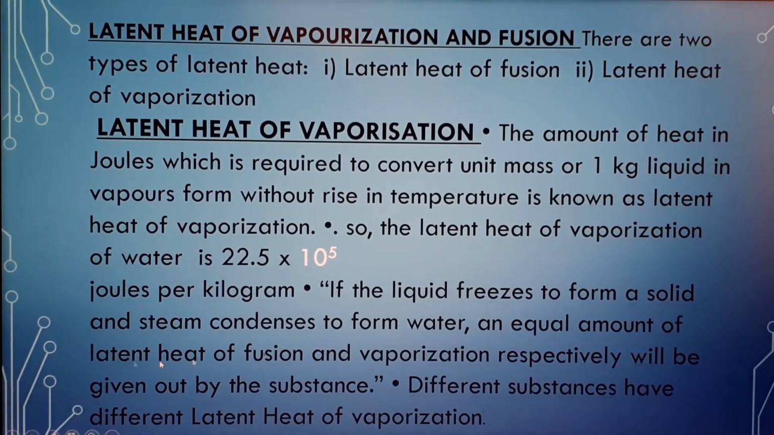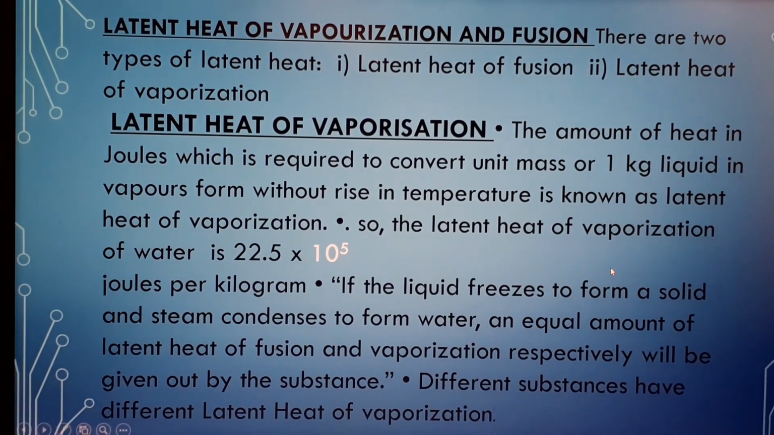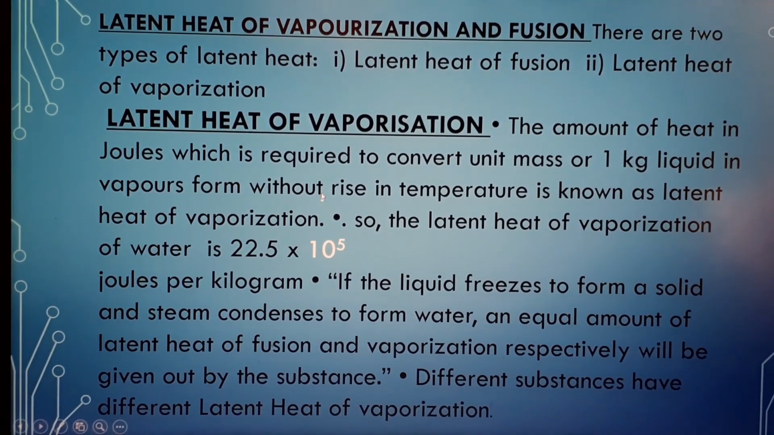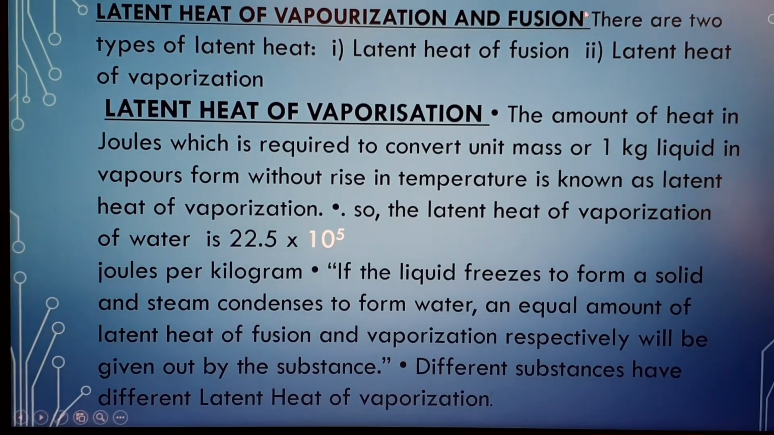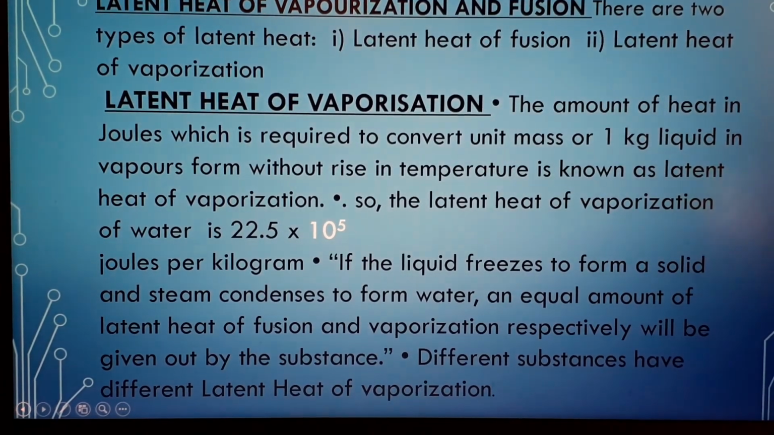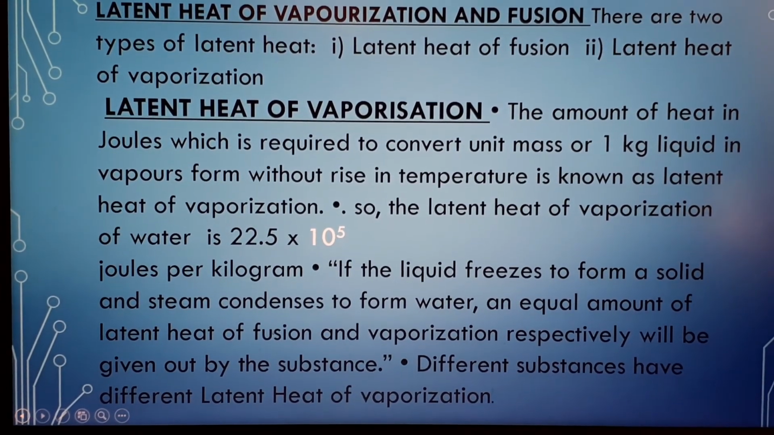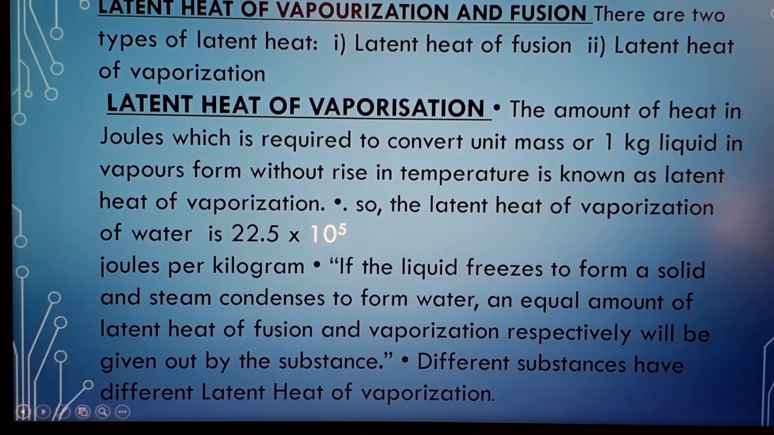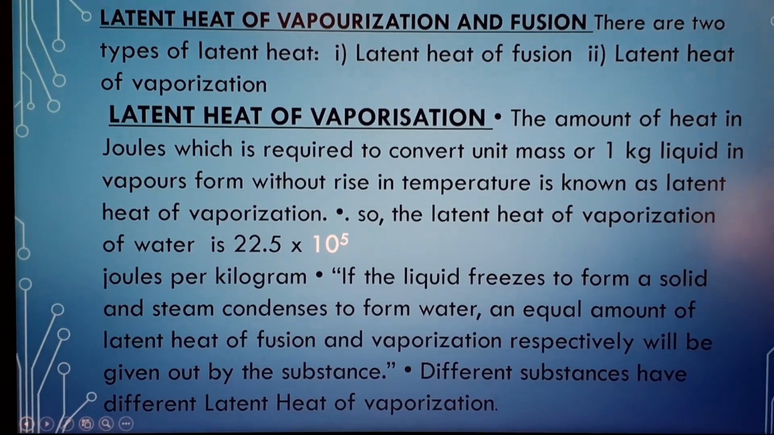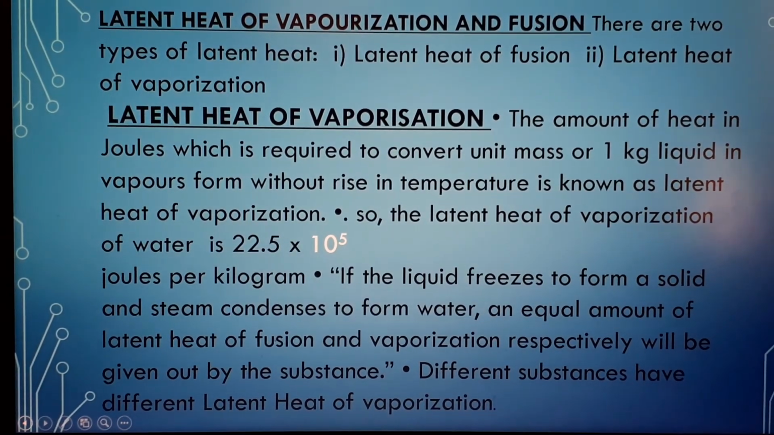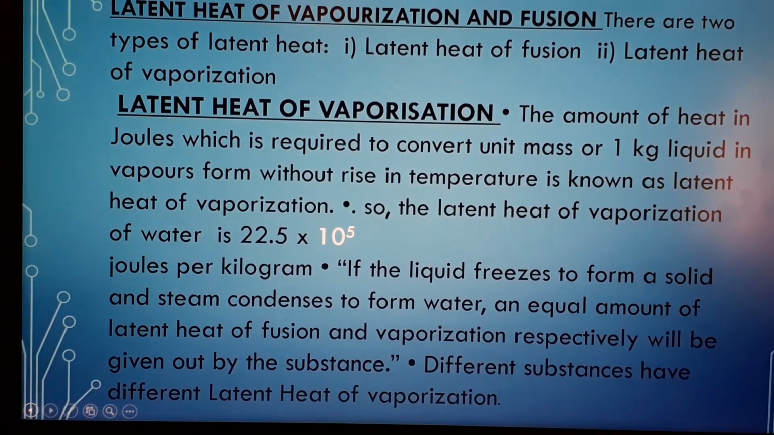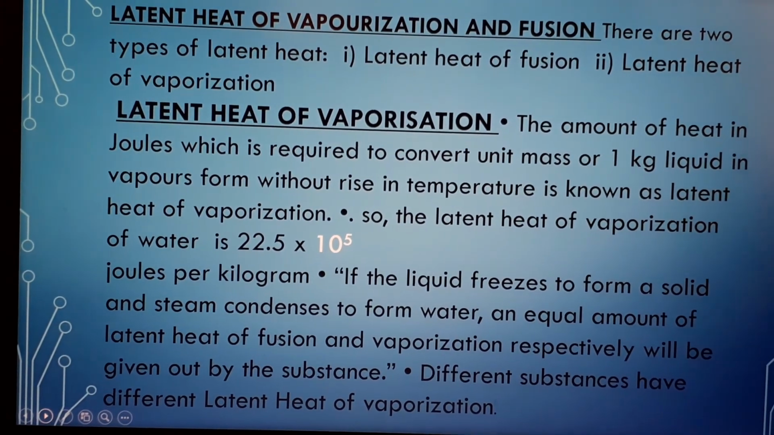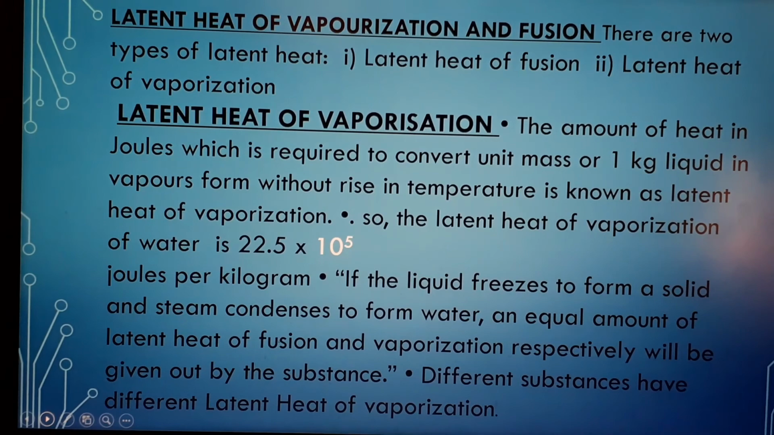I will read this out. Latent heat of vaporization is the amount of heat in joules required to convert unit mass, or 1 kg, of liquid into vapor without a rise in temperature. For water, it is experimentally proved to be 22.5 into 10 to the power 5 joules. This latent heat of vaporization varies from one substance to another.